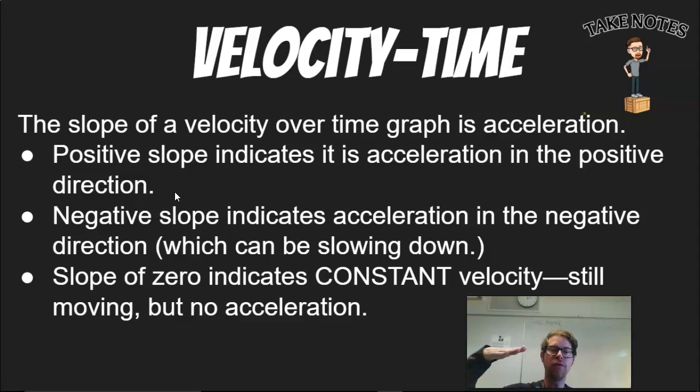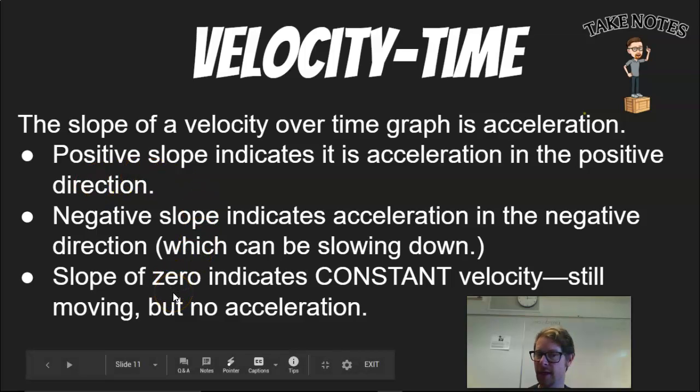Now, something that's moving in the positive direction but accelerating in the negative direction is slowing down and could actually still be moving in that positive direction. And then a slope of 0 on a velocity graph indicates that the velocity is constant. The object is still moving, but it's not accelerating. So be careful that slope means very different things on these different graphs. The slope of 0 on a position graph means not moving. The slope of 0 on a velocity graph means moving at a constant velocity.